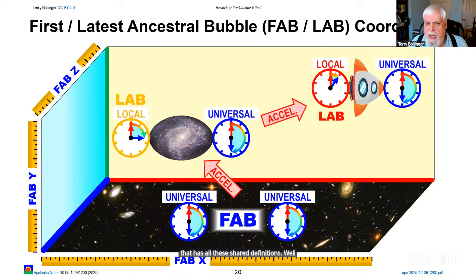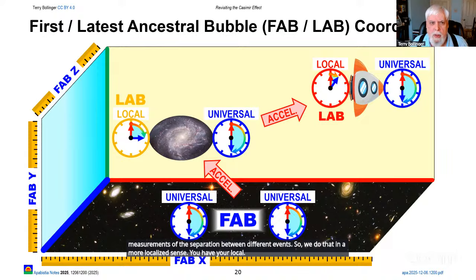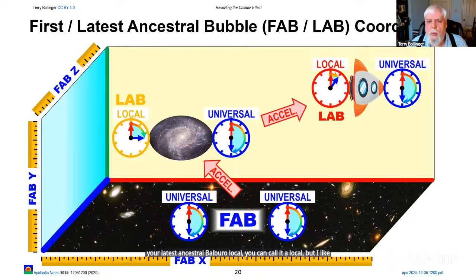Well, guess what? You can use that at whatever level you're at to do your Euclidean invariant measurements of the separation between different events. So we do that in a more localized sense. You have your latest ancestral bubble, you can call it a local bubble, but I like to say latest, the last one that everything shares a common definition from which they accelerated. So you use that lab bubble, and you can make all the definitions and create Euclidean four-dimensional space to track what the events are and to say what the distance is between them.